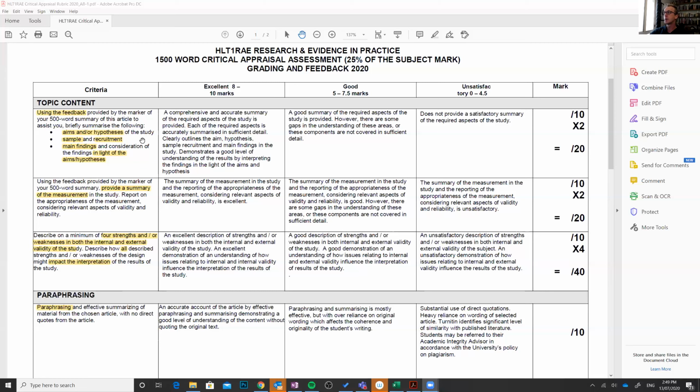So the second bit, provide a summary of the measurement in the study. Now, you've already started to do this, and you're going to report on the appropriateness of the measurement. So does this measurement actually do the job? And you're going to consider relevant aspects of validity and reliability. So have a look at those measurement tools. How have they measured this?